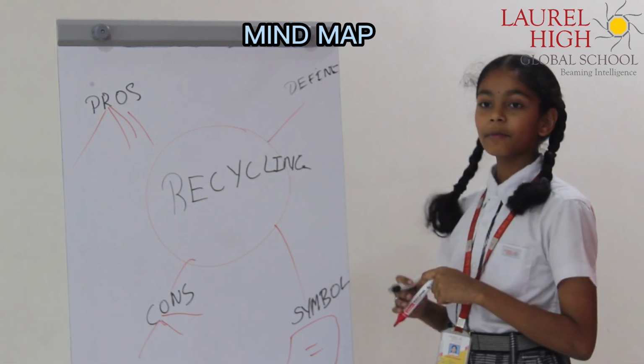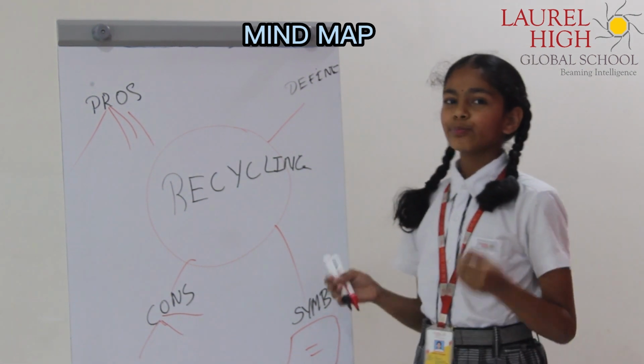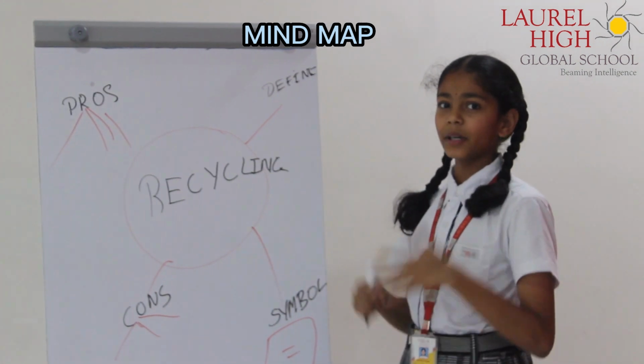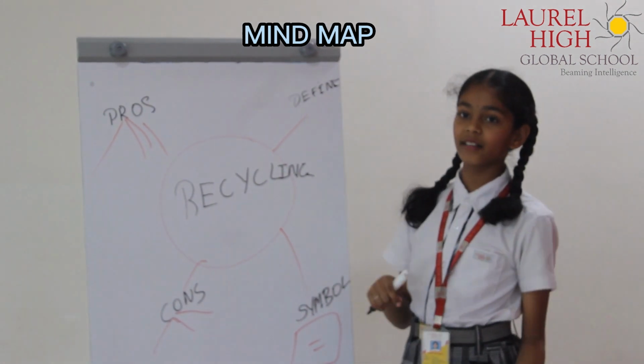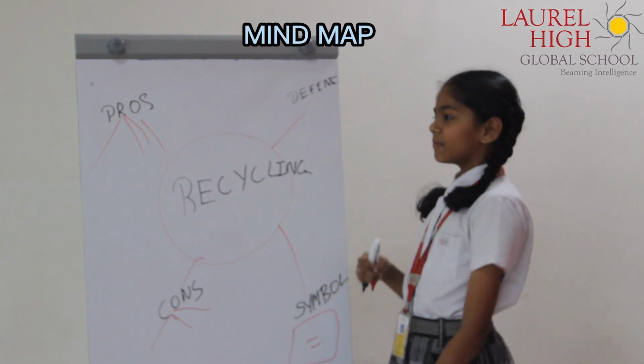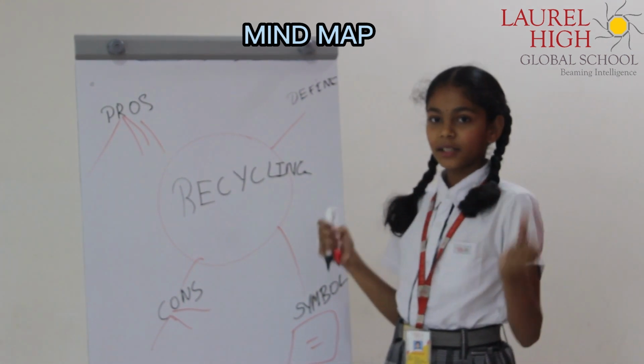So the fourth step is you need to make it colorful to grab the reader's attention and be more attractive. For that, use colorful markers. If you want, you can color it and draw symbols, even something like symbols and all.